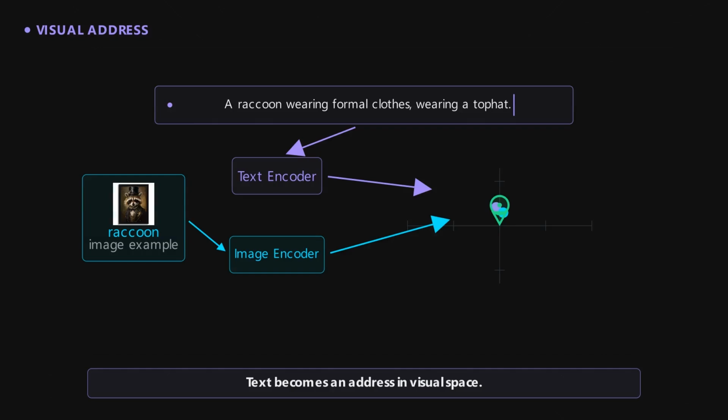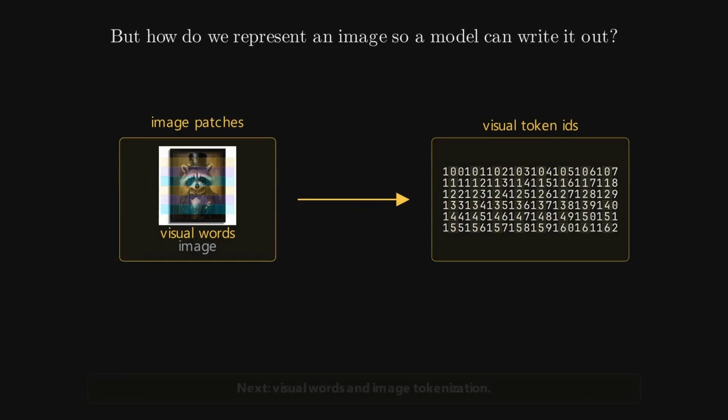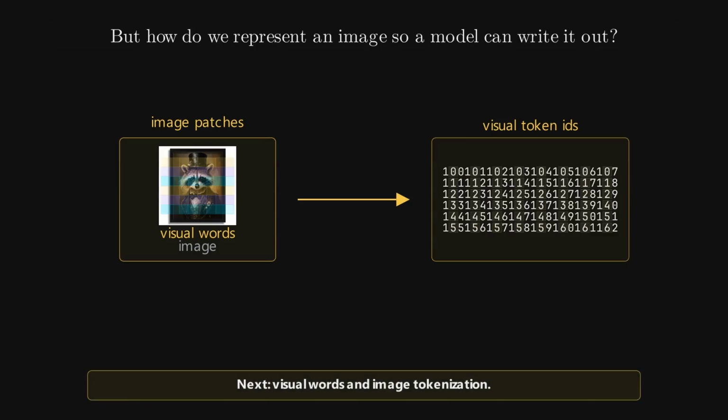A prompt is no longer just a string of characters. It becomes an address. Not an image yet, but an address pointing to where an image should live in visual space. And that is the first cornerstone. The model now knows where the prompt belongs, but it still has not created a single pixel. So the next question is even more important. How should an image be represented so that a machine can actually write it out? That brings us to visual words, image tokenization, and VQ-GAN.